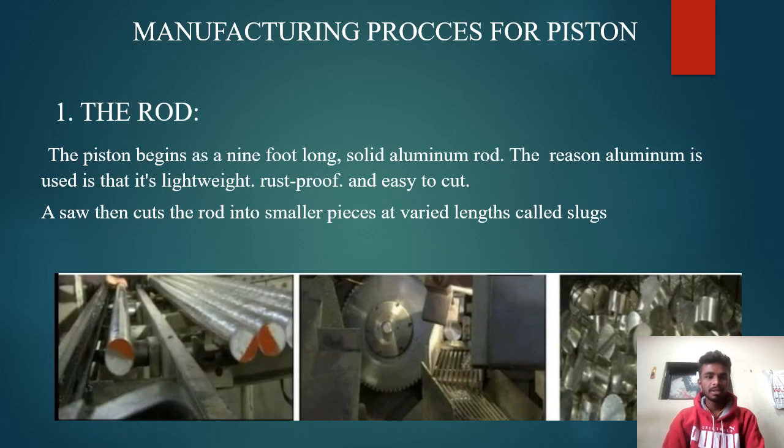So the first process is the rod. The piston begins as a 9 foot long solid aluminum rod. The reason aluminum is used is that it's lightweight, rust-proof, and easy to cut. A saw then cuts the rod into smaller pieces of varied lengths called slugs. So these are some pictures of that process.